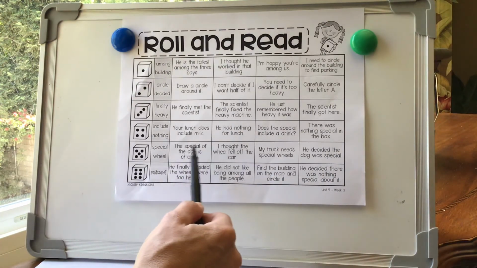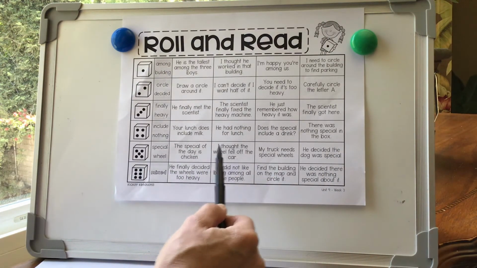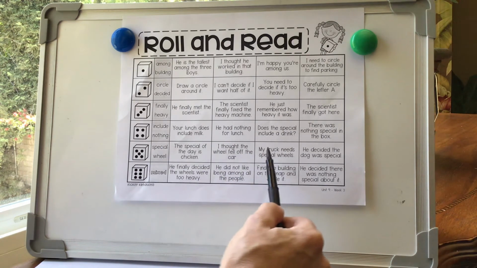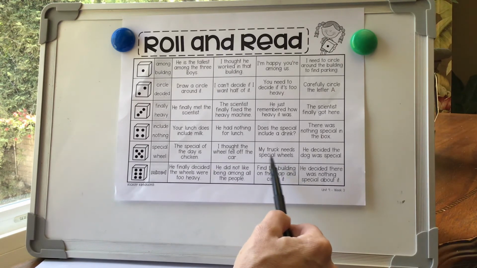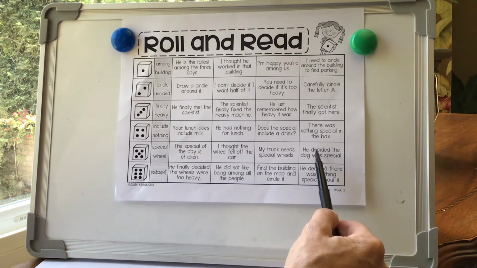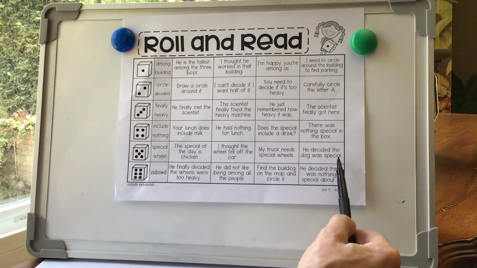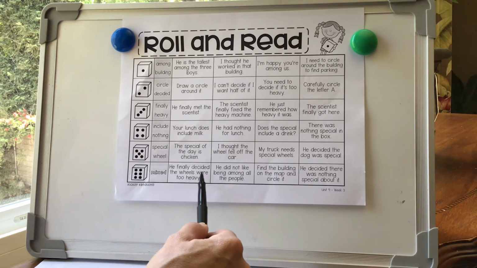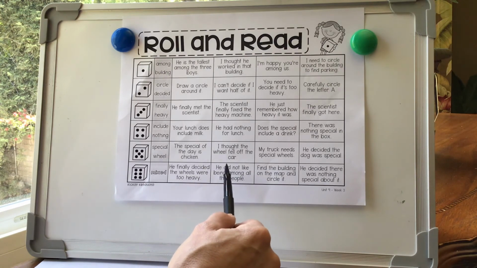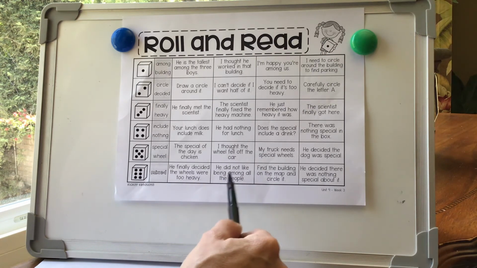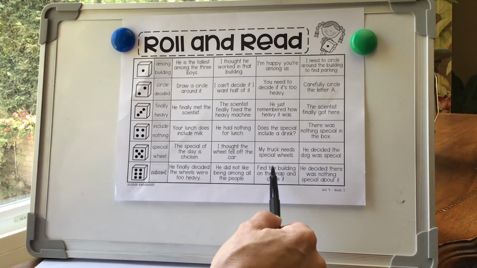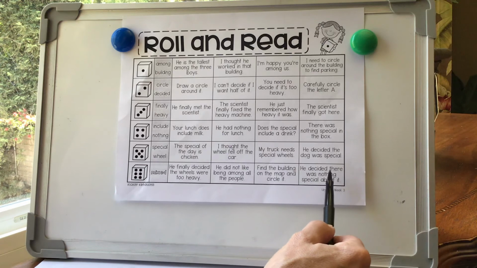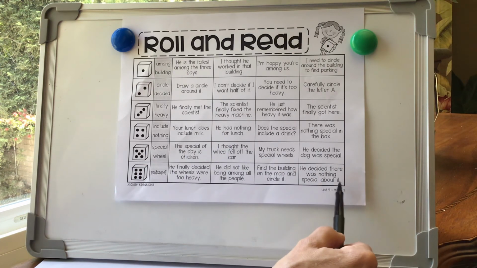The special of the day is chicken. I thought the wheel fell off the car. My truck needs special wheels. He decided the dog was special. He finally decided the wheels were too heavy. He did not like being among all the people. Find the building on the map and circle it. He decided there was nothing special about it.